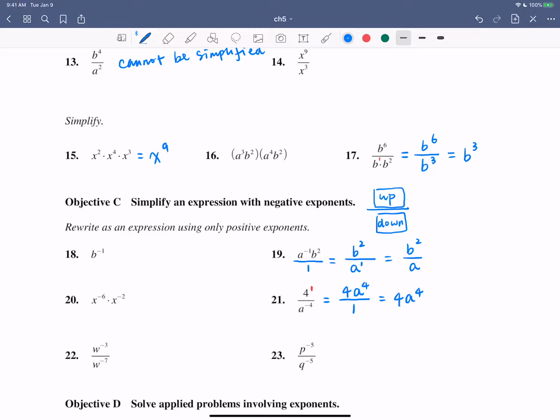Number 23, p to the negative 5 over q to the negative 5. Wow, both of these tenants have negative exponents attached to them. Therefore, we're going to switch these tenants and put them on different floors. P to the negative 5 is going to go downstairs and become p to the 5th. Q to the negative 5 is going to go upstairs and become q to the 5th. And that's it.